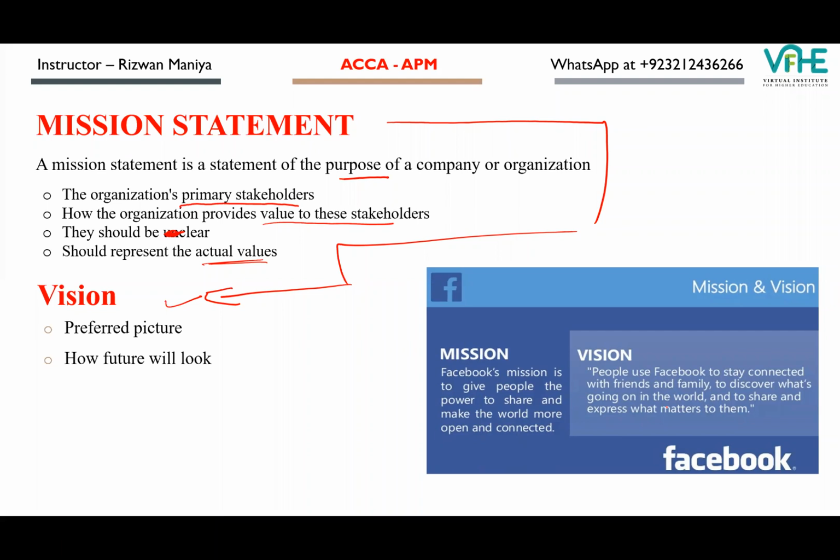Now, if Facebook is successful in achieving its mission, if Facebook has made this possible for people throughout the world to remain connected with each other, if Facebook has given that power to share, then this dream of Facebook will come true, that yes, people will prefer Facebook in that case. So the dream is that Facebook should come at first place when it comes to sharing and connecting with people. So if they achieve their mission by connecting people in the right way, they will achieve their vision as well.